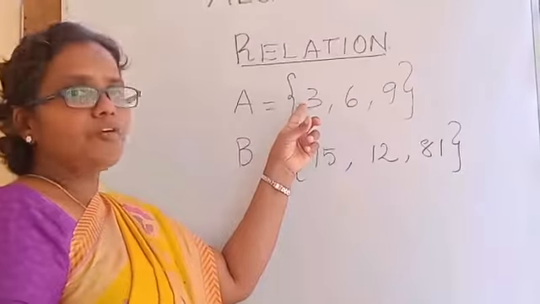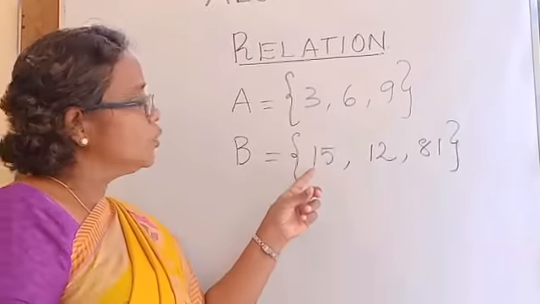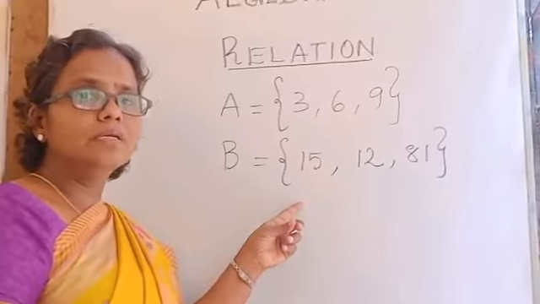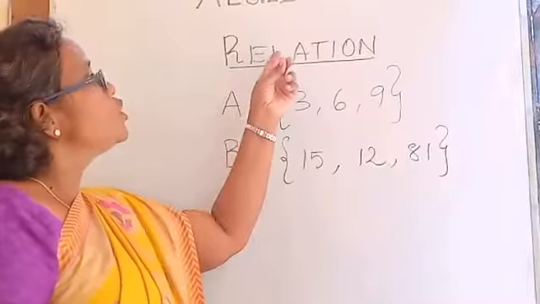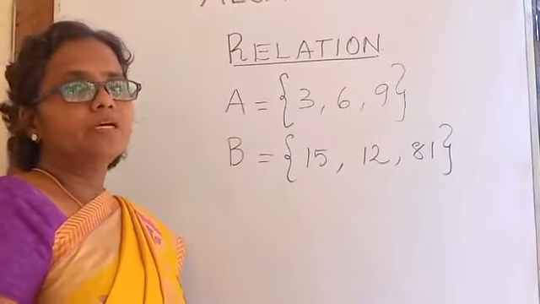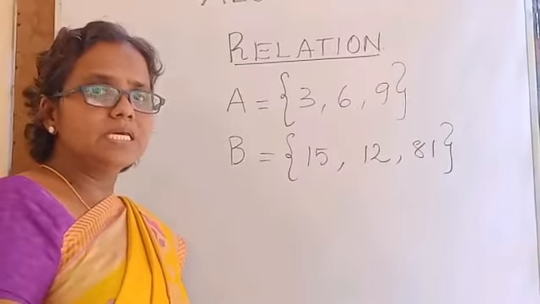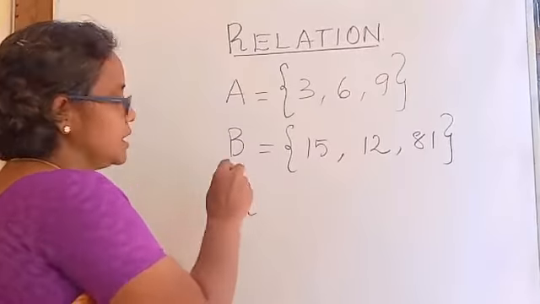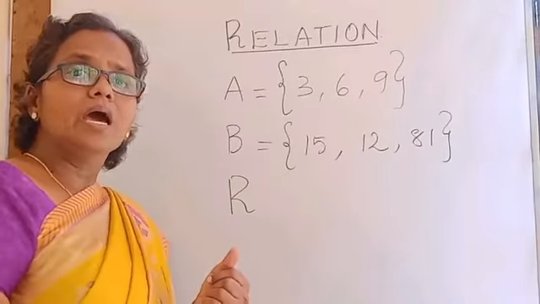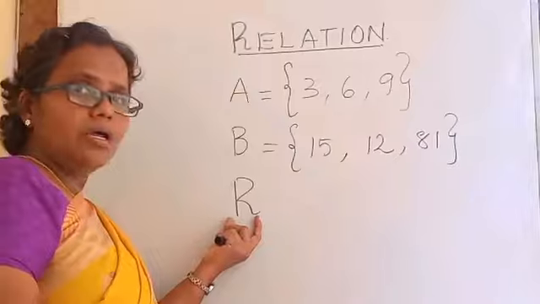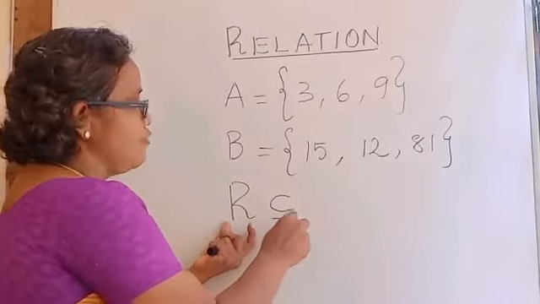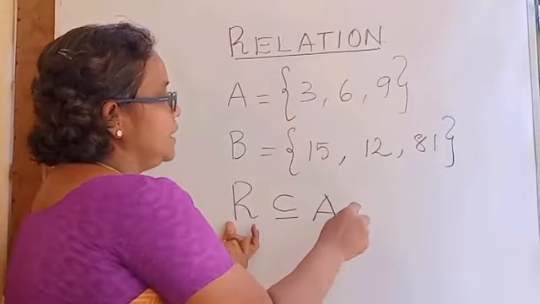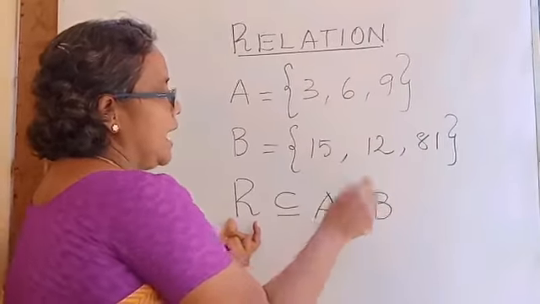The elements of set A can be related to the elements of set B, and that relation that I am showing, I show it by means of relation. So relation in mathematics is represented by the letter R. So R is a subset of the Cartesian product of two non-empty sets, namely A and B.